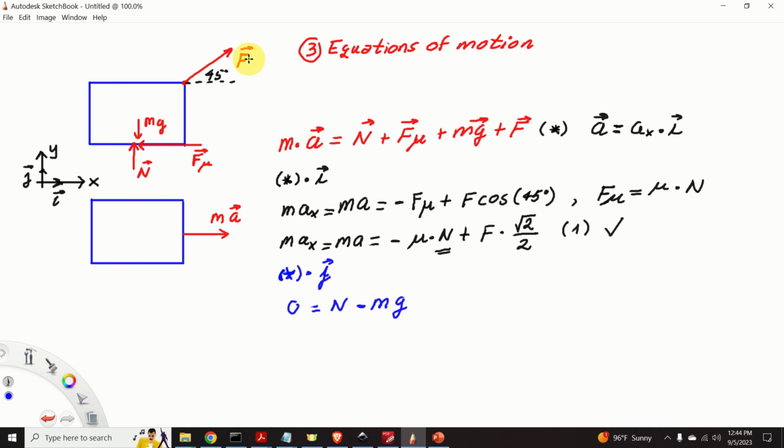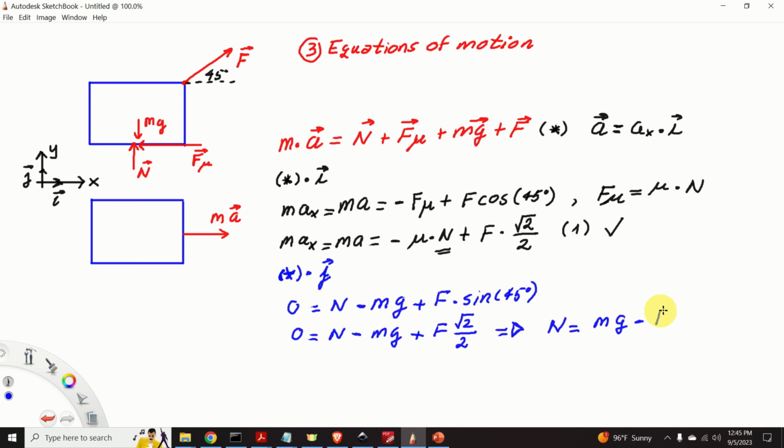In addition, we also have the projection of the force F onto the y-axis. So we need to write plus F multiplying sine of 45 degrees. From this equation, we obtain that 0 is equal to N minus mg plus F square root of 2 over 2, since sine of 45 degrees is square root of 2 over 2. And from this equation, we can actually express N. N is equal to mg minus F square root of 2 over 2. Perfect.